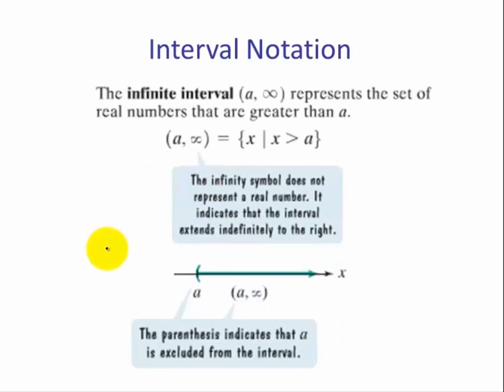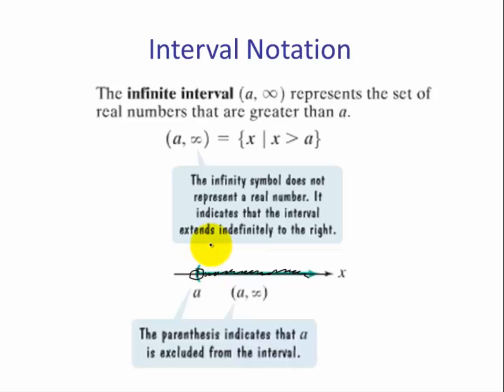Now, an indefinite interval involves infinity, and in this case, we have a number line here beginning at A, but it can't equal A, and then all values beyond A to positive infinity. Now the way we'd write this as an inequality is we would say any number X greater than A. It's not equal to because it can't equal A.